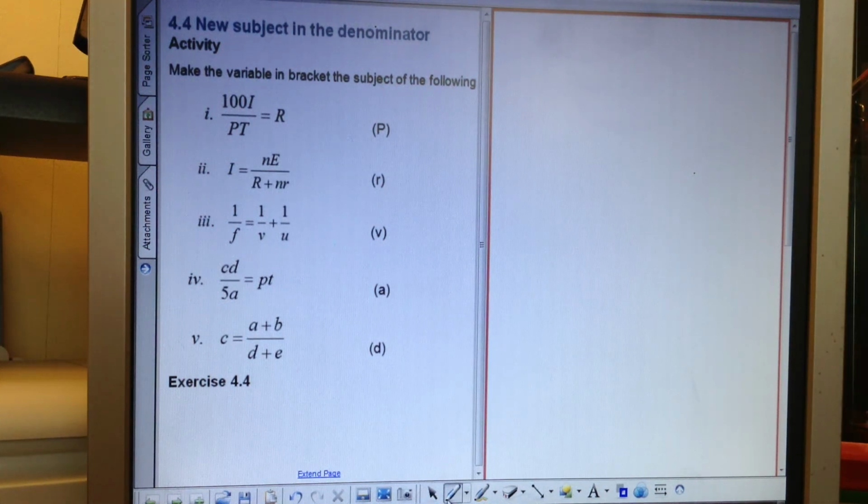4.4, new subject in the denominator. We want to make the variable in the bracket the subject of the following. Let's start with I.